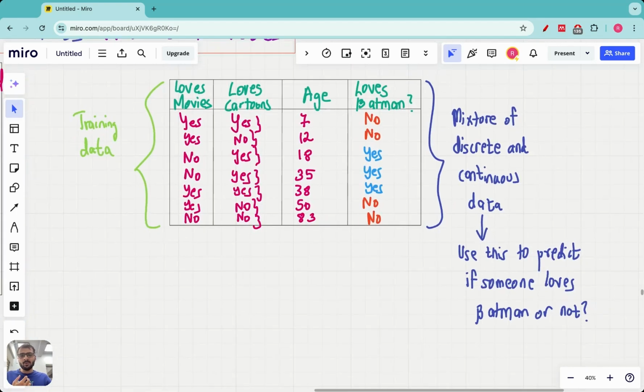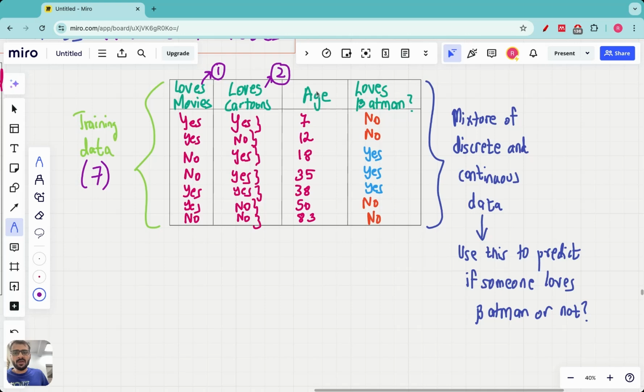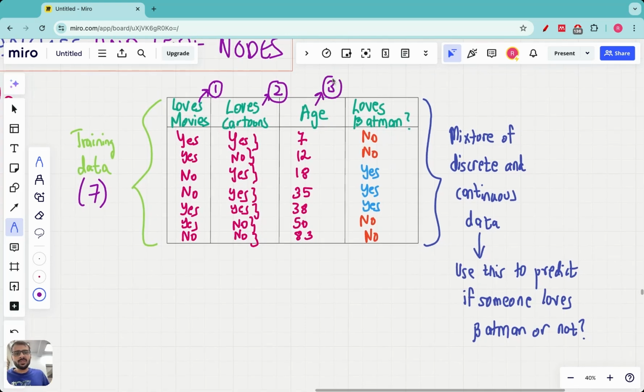First, let me introduce the problem to all those who are tuning in for the first time, and just as a recap for everyone who is following. This is the training data which we have. We have essentially collected data for 7 people, and we have asked them questions such as, do you love movies? That's the first question we asked them. Then, do you love cartoons? The third question is, what's your age? And essentially the fourth question is, do you love Batman or not? So we have collected all these data from these people. You will see that the loves movies, loves cartoons, and loves Batman answers are either yes or no. But the age, if you see, is an integer numerical value.